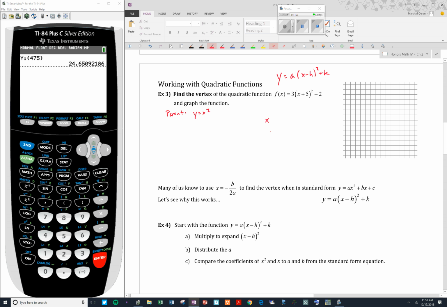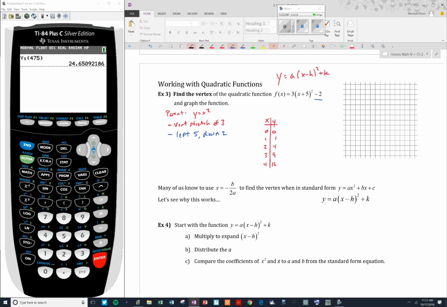All right, so I'm going to come over here. I know that my parent function table then would be 0, 0, 1, 1, 2, 4, 3, 9, and so on and so forth. I'll go one more there. What we know is going to happen to this graph, though, and we should talk about stretches and reflections first. So I see that right there is a stretch. That's our a value. That is a vertical stretch of 3. We also have a shift from that plus 5 right there, left 5. And we also are going to go down 2. Okay, so that's really what's happening to the function.